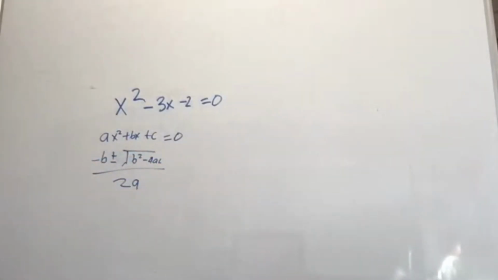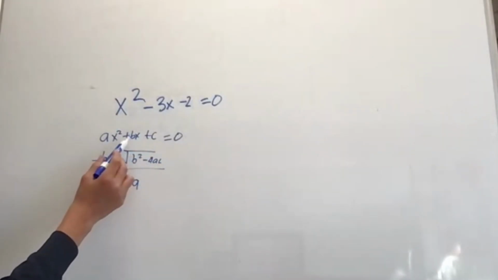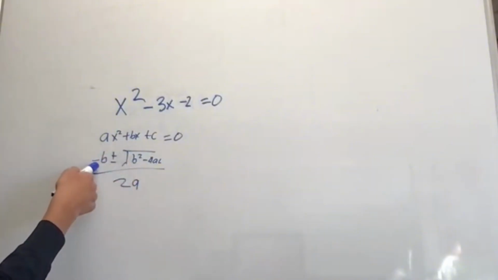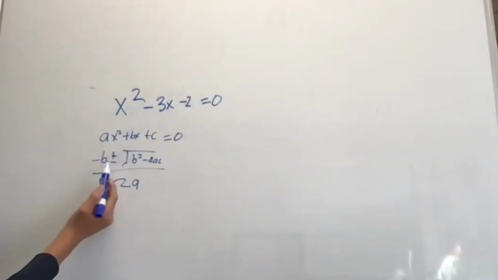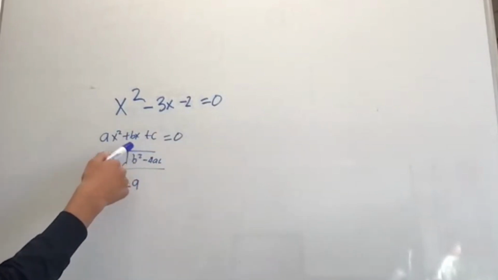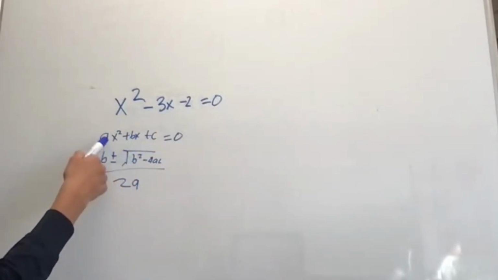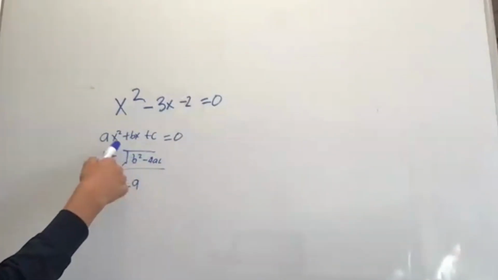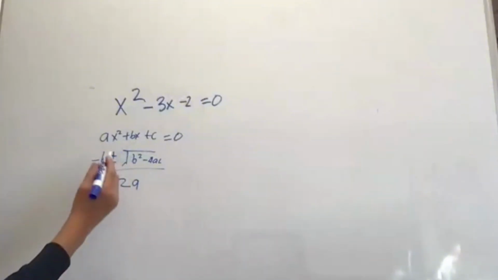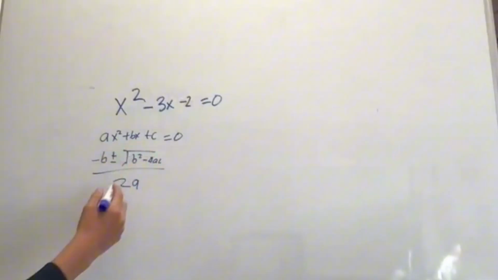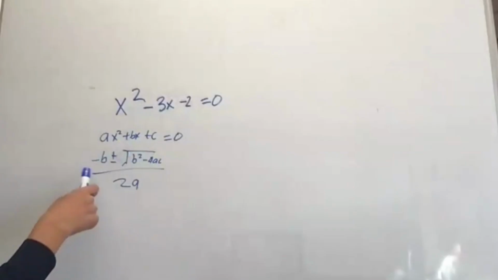What does this mean? This means that you take the coefficient of the x term and then you negate it, and then you plus minus it because there will be two solutions. You then square the b term and you subtract 4 times a times c and you square root all that. After you either add this part or you subtract this part to this, you divide it by 2a to get your two roots, or sometimes one root.